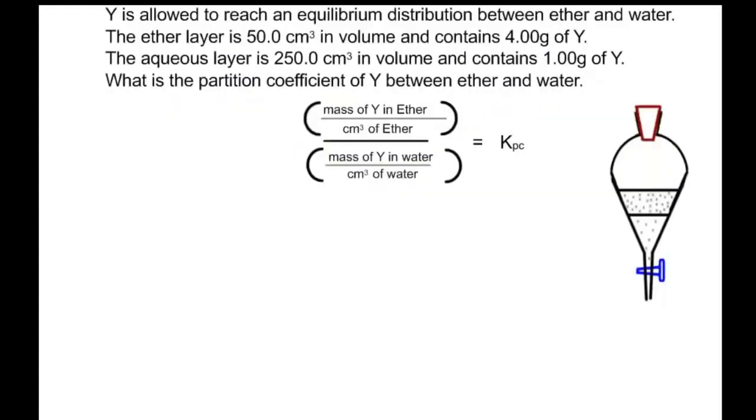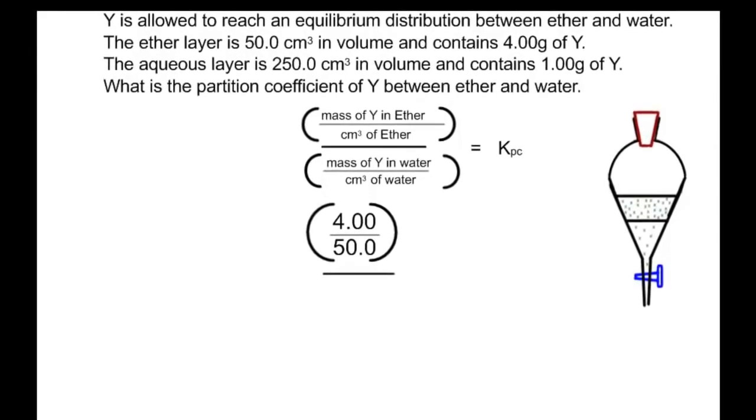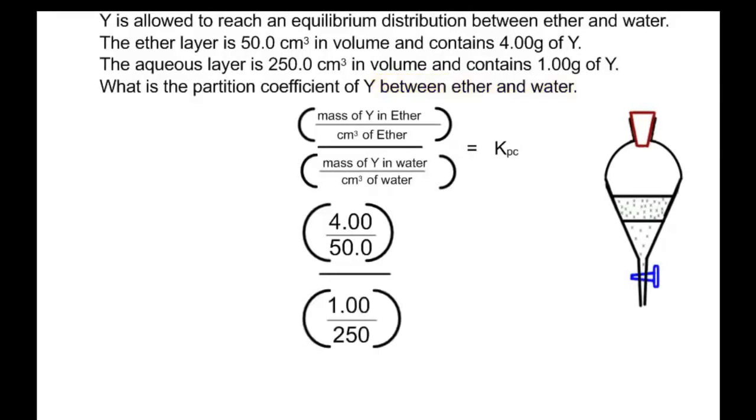So do notice that we want the partition coefficient of Y specifically between ether and water, and for that reason, because of the order of the two liquids in the sentence, we want ether on the top line. So I've simply put in the values given in the question. 4 grams of Y dissolved in ether over the volume, 50 cubic centimeters of ether, and 1 gram of Y dissolved in the water, volume of water 250 cubic centimeters.